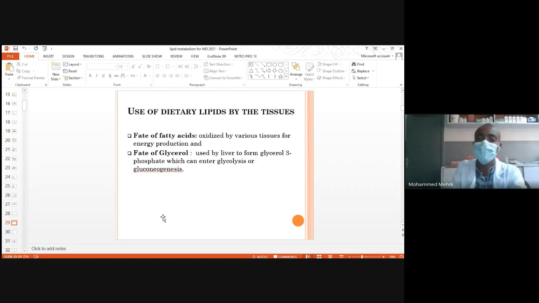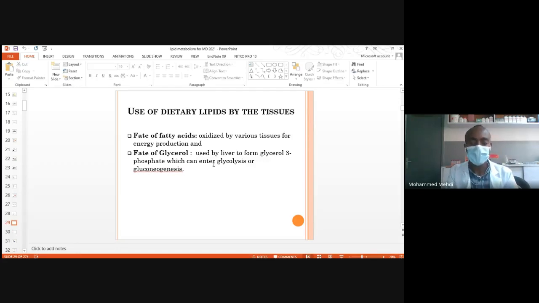Use of dietary lipid by the tissue. The fate of fatty acid after it is removed by lipoprotein lipase enzyme: it will be oxidized by various tissues for energy production, and the second fate is storage. Fate of glycerol: it is used by the liver to form glycerol 3-phosphate, which can enter into glycolysis or gluconeogenesis.